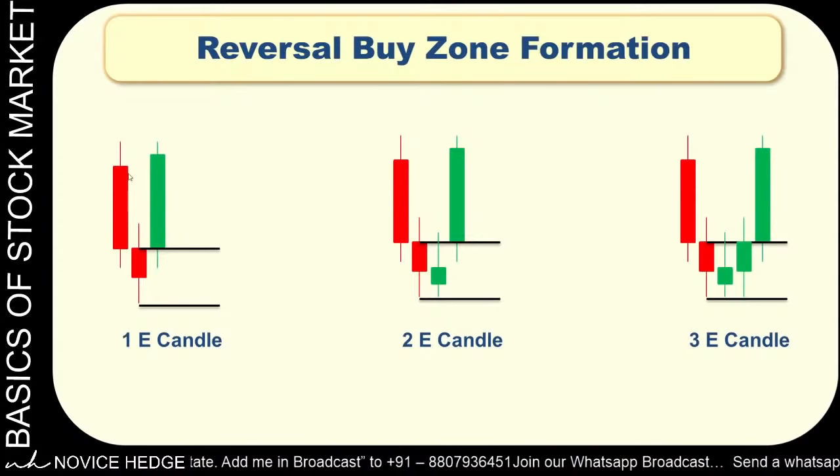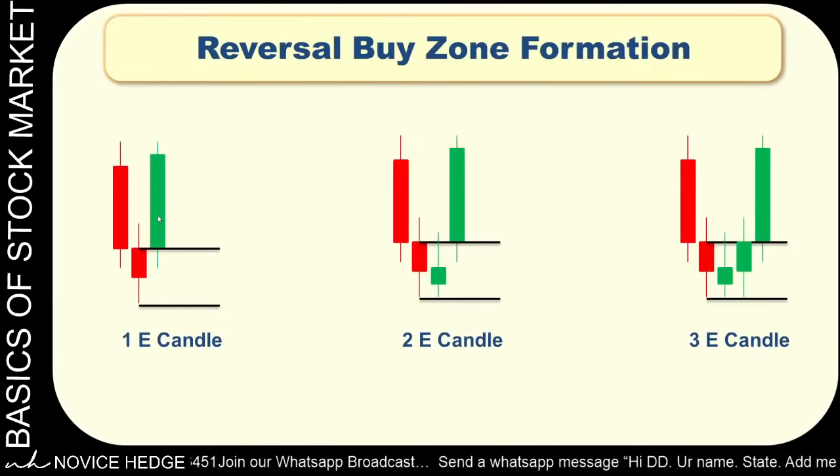Now let me understand how the reversal buy zone formation happens. In this first case, there is an IB candle followed by an E candle and followed by an IB candle. In the past slides I said one very important word: the IB candle clearly indicates that someone is dominating, whereas the E candle is where the transaction is happening. I request you to type it or repeat it yourself. The IB candle gives you an identification of who has been the dominating one, whether the buyers or the sellers. This is the first thing you need to understand about the IB candle.